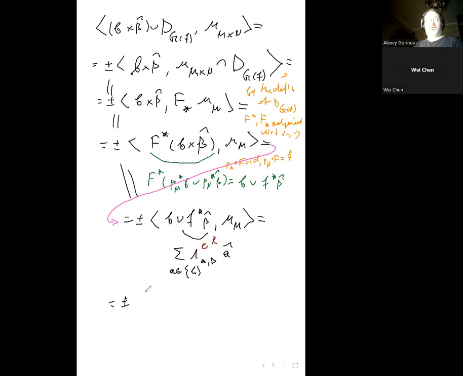the sum for all A in B, beta, lambda A beta, for all A, B, lambda A comma beta, B cap net B cob A roof M. And so this sign is the same as here, but this one will be different. But still, the sign depends only on the degrees.